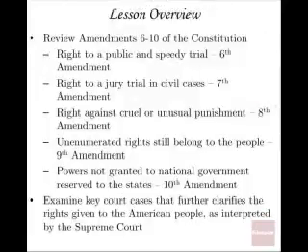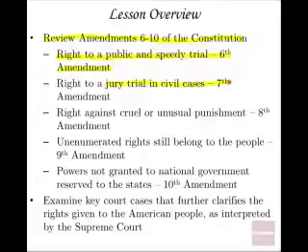In today's lesson overview, we're going to review amendments 6 to 10 of the United States Constitution. A quick overview of what these 5 amendments are. The 6th Amendment, you have a right to a public and speedy trial. The 7th Amendment, you have a right to a jury trial in civil cases. The 8th Amendment is a right against cruel or unusual punishment. The 9th Amendment is that unenumerated rights still belong to the people. And the 10th Amendment is that power not granted to the national government is reserved to the states.